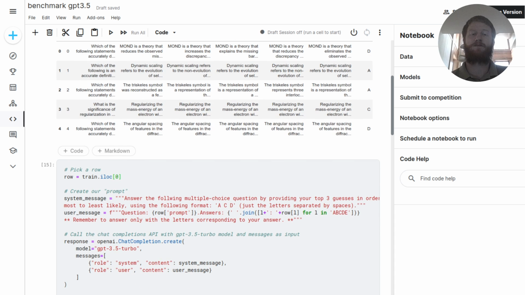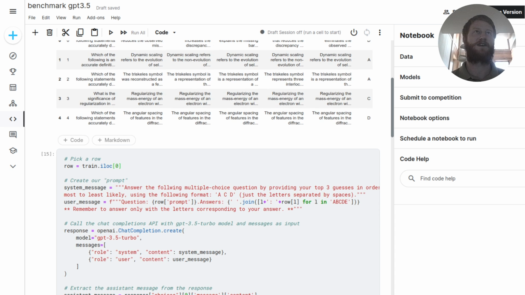And so this is my first pass. I'm not an expert prompt engineer, but I've said, answer the following multiple choice question, providing your 3 top guesses in the order from most to least likely using the following format. This is in the system message, which is a lot nicer for enforcing a particular format than just asking it as a user, but still not perfect. And then in the user message, I'm including the actual question as well as each of the answers.